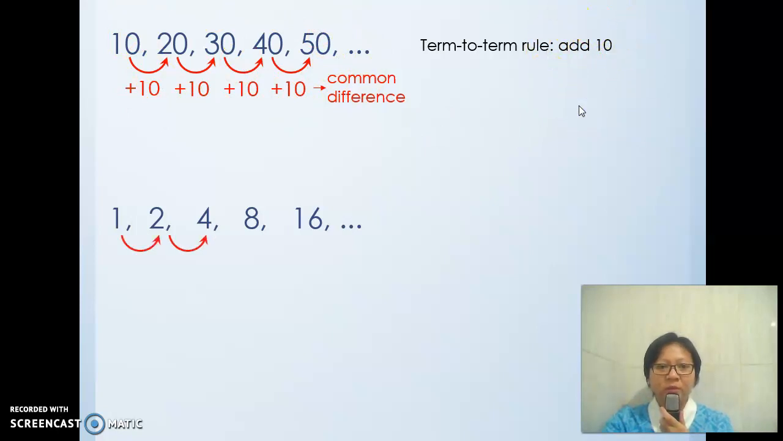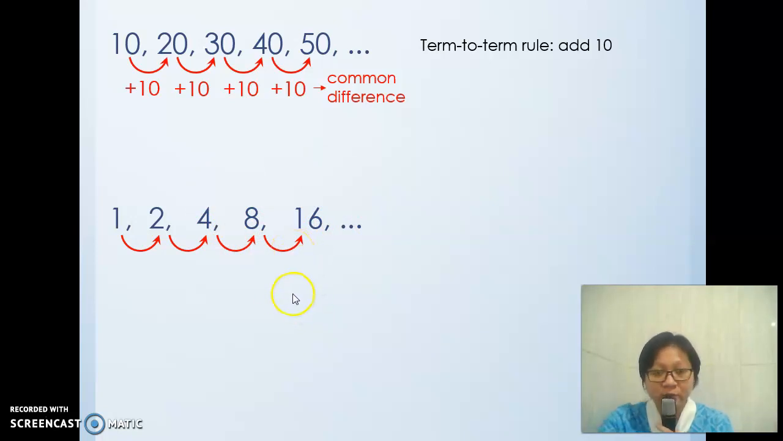Okay, what about option B, the geometric sequence? In a geometric sequence, you are using multiplication. Because there is no common difference here, for example, between two consecutive terms, 1 and 2, you need to add 1. 2 and 4, you need to add 2. 4 to become 8, you need to add 4. 8 to become 16, you need to add 8. There is no common difference.